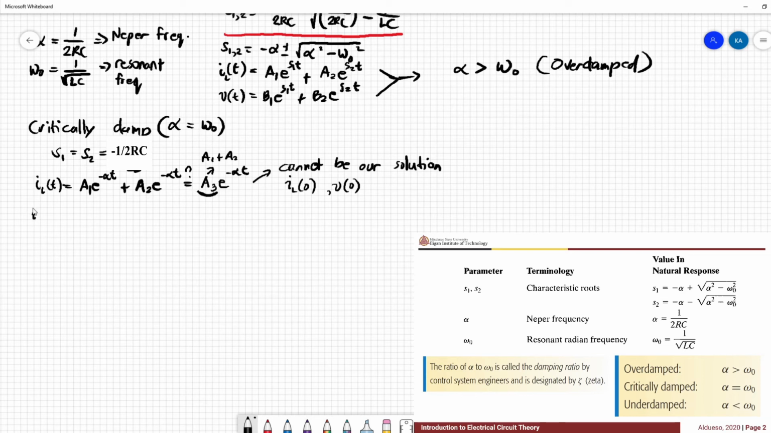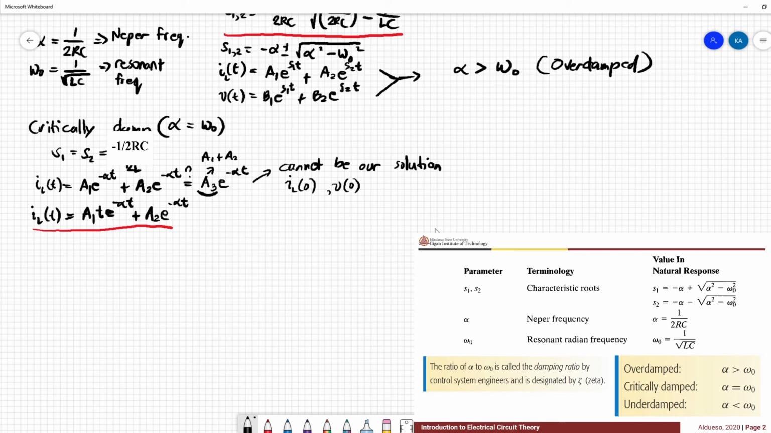The proper derivation for this solution is discussed in engineering mathematics. In this case, multiply our first term with t. So our solution becomes A1 t e^(-alpha t) plus A2 e^(-alpha t). Voltage is also of the same form.